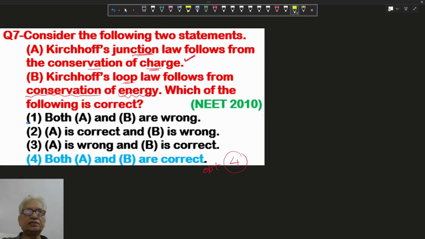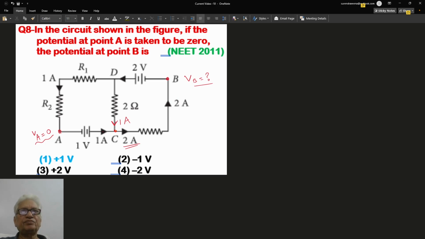Option 4 is here. Kirchhoff's first law, or junction law, is based on conservation of charge, and the second law is based on conservation of energy. It means both statements A and B are correct. So option 4 is correct here.